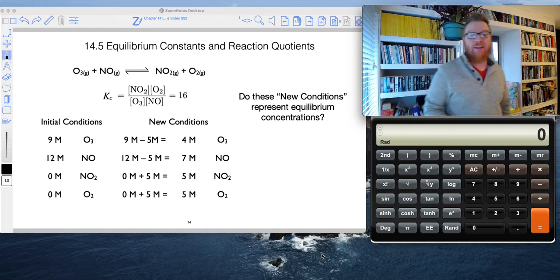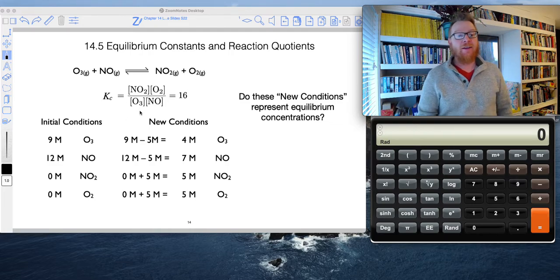Let's get right into it. Now we're going to start describing how we really get into these more complicated calculations in equilibrium. To describe that, we're going to look at a little scenario. We have the following equilibrium reaction: ozone, O3, plus nitrogen monoxide, NO, is in equilibrium with NO2 and O2.